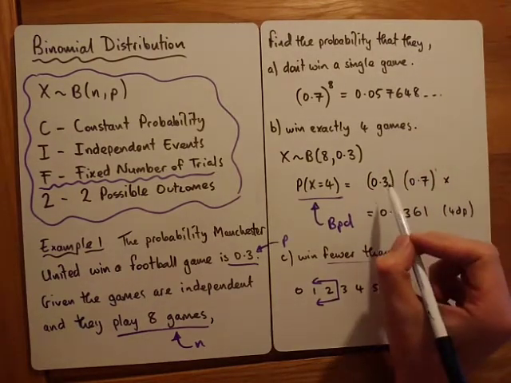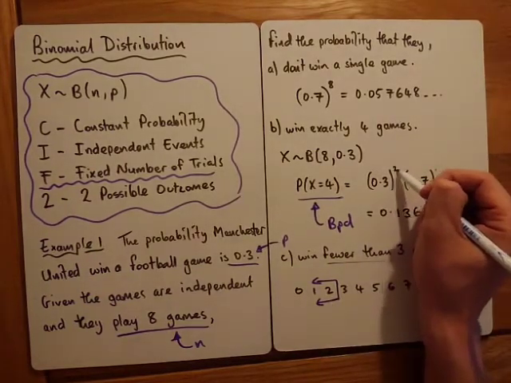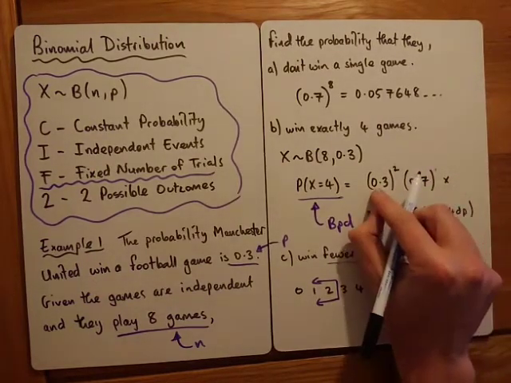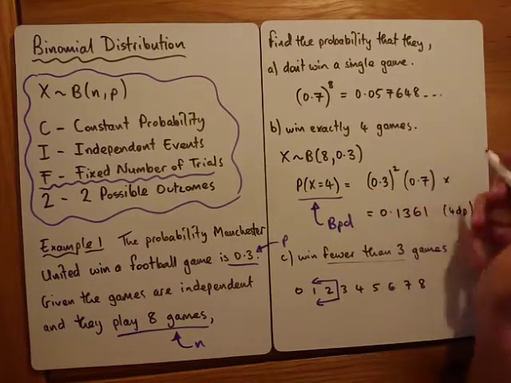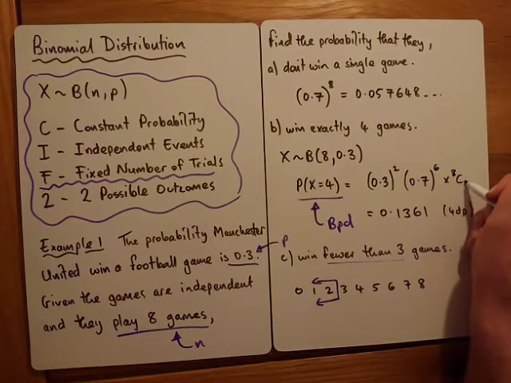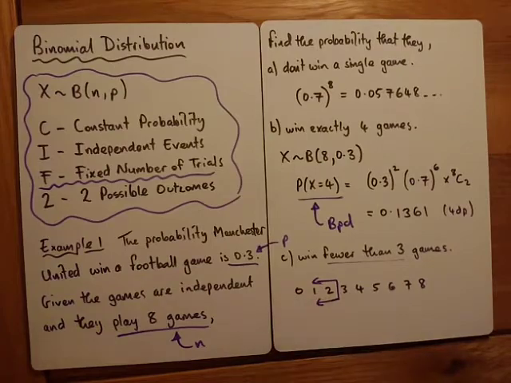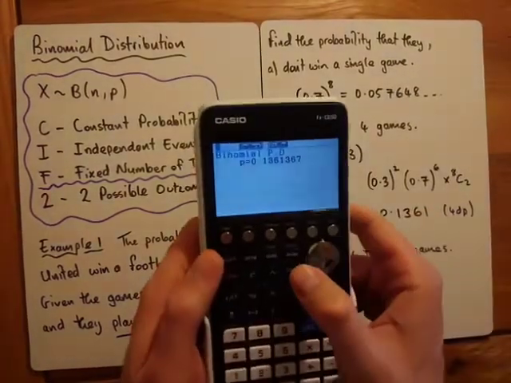Like if they win, let's say if they won 2, that would be 0.3 squared. So then if they win 2, they would lose 6, and then you'd multiply that by 8 choose 2. So you could work that out. Then you could also work that one out, and you could also work that one out. But we don't need to do that because we can just use the graphical calculator.